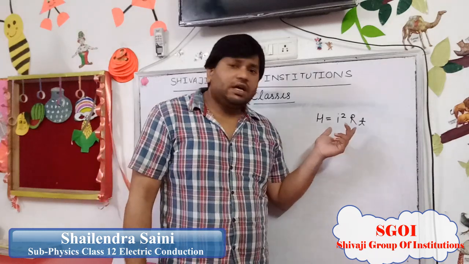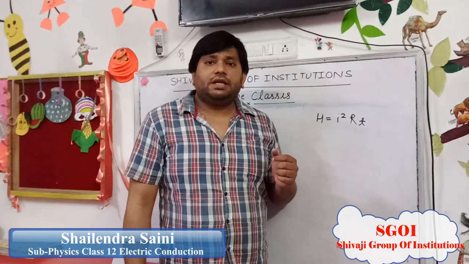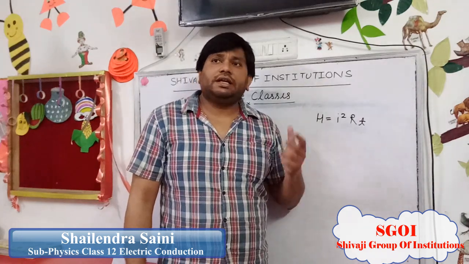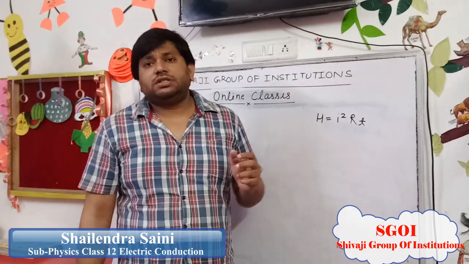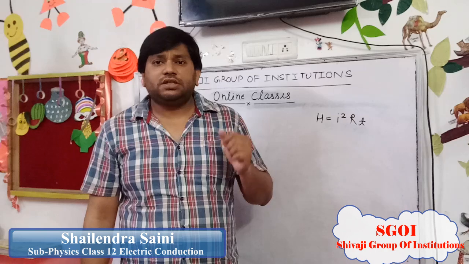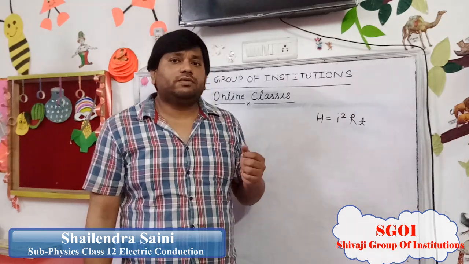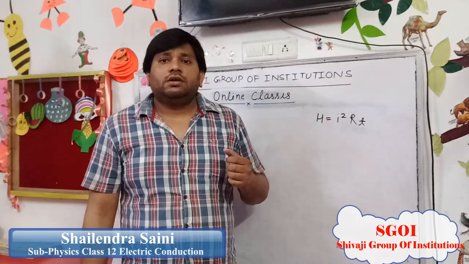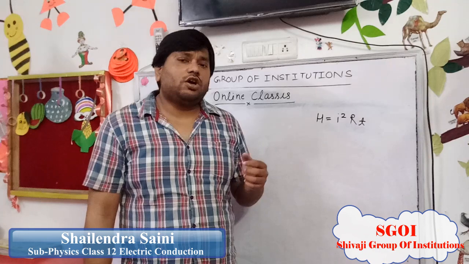Medium value resistors are mainly made up of semiconducting materials, and among semiconducting materials we have chosen carbon. There are two reasons to choose carbon for medium resistance. The first is that the cost of making resistors from carbon is very low.